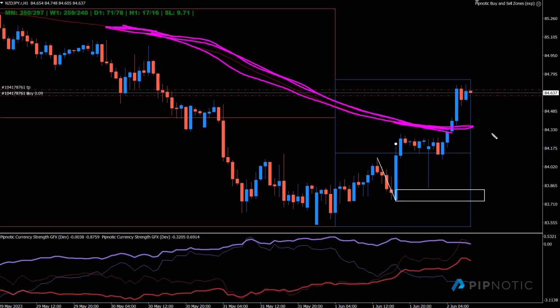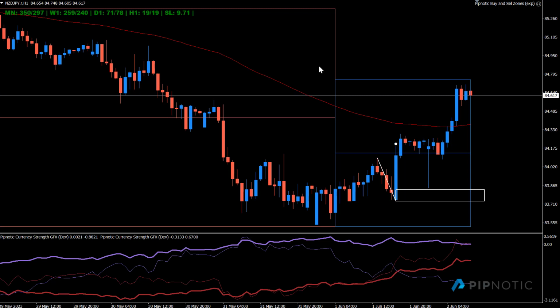And so what I want to do in a situation like that is I want to be considering long positions only. I don't want to be selling here. I want to be considering the fact that prices are probably going to move up and away from here.